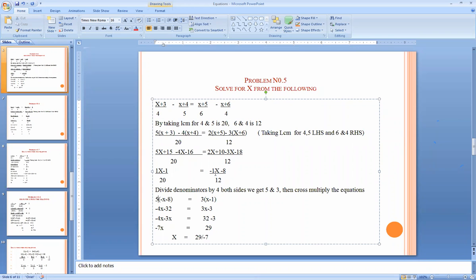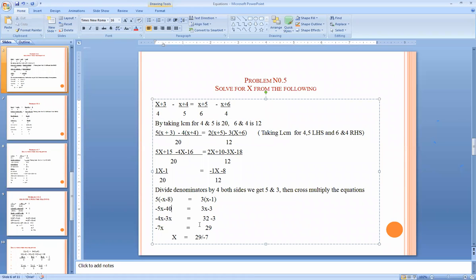5 into minus x minus 8, minus x or minus 1x is same, at the left hand side we have written, and 4 3s are 12, this with that 3 we have multiplied this 1x, it is nothing but x minus 1. Now we should remove this bracket, so we have to multiply 5 into x is minus 5x, and plus into minus is minus, 5 8s are 40.